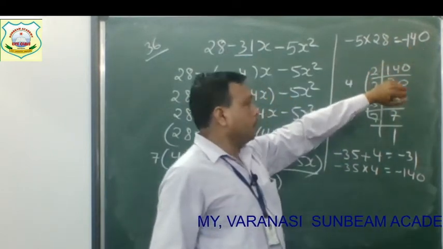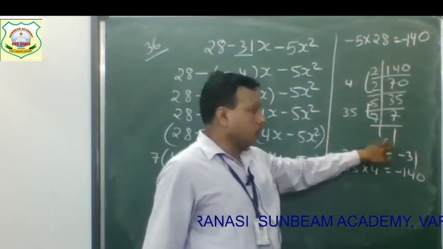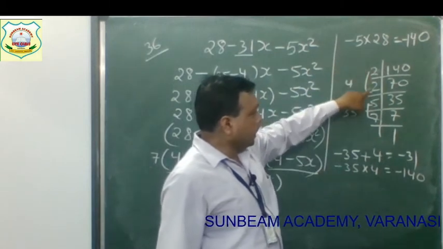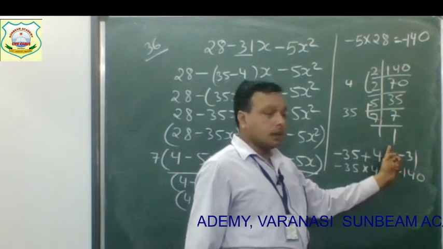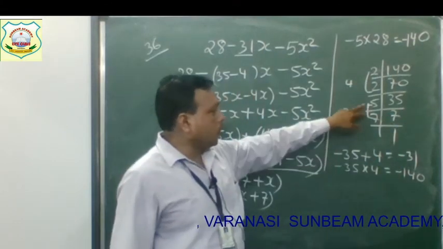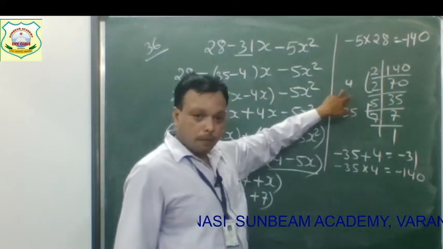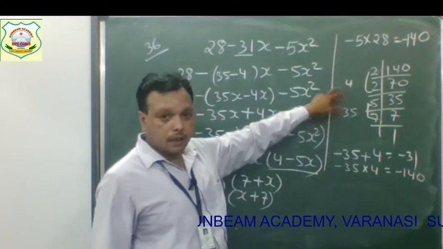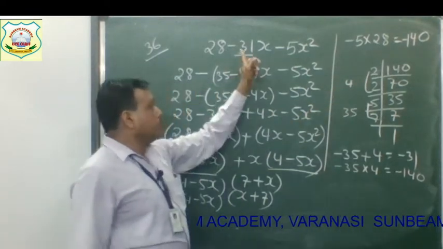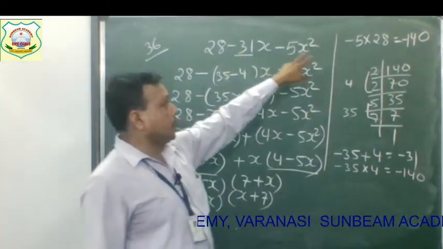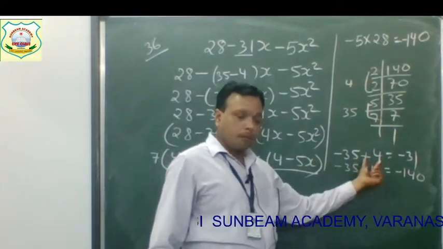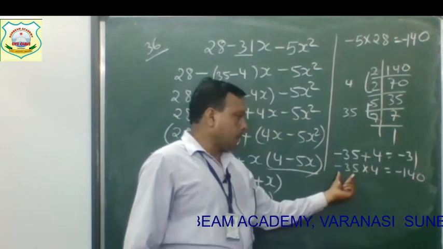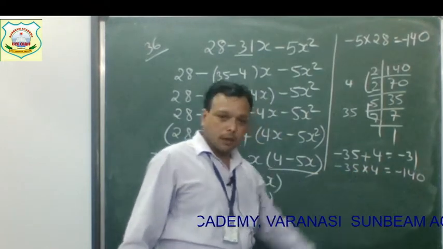Now for 140 we will find the LCM. 2 2s are 4, 7 5s are 35, and 7 1s are 7. The two values we have got are 35 and 4. We will adjust them so that the sum comes to minus 31 and the product to minus 140. So we have minus 35 plus 4 equals minus 31, and minus 35 multiplied by 4 equals minus 140.